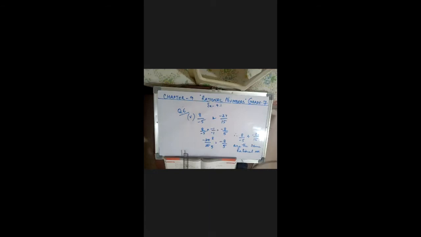Sixth sum, 1 by 3 and minus 1 by 9. 1 by 3 is positive and minus 1 by 9 is negative. So one rational number is positive and the other one is negative. Therefore, they are not the same.